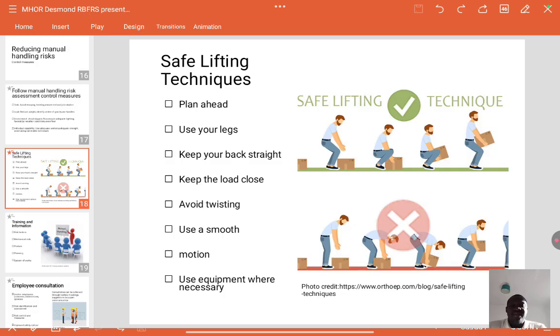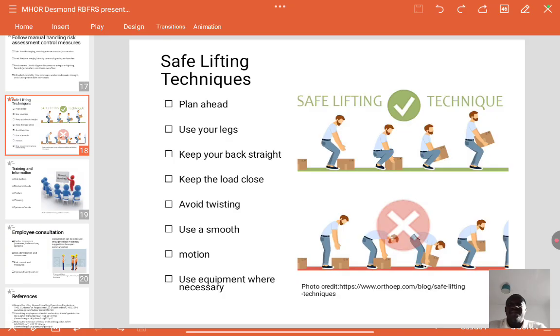Also avoid twisting. And when you are moving, the movement should be slow. It should be a smooth movement. For instance, when you are turning to put the load behind you, it should be a smooth movement of turning. It shouldn't be a quick one. If it is a quick one, you could break a bone. So it is very important to analyze this aspect.